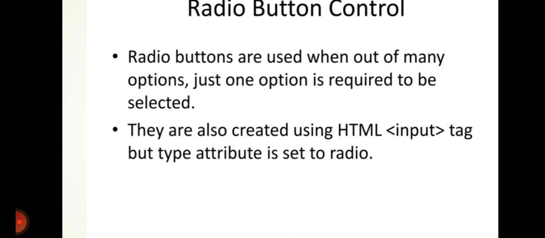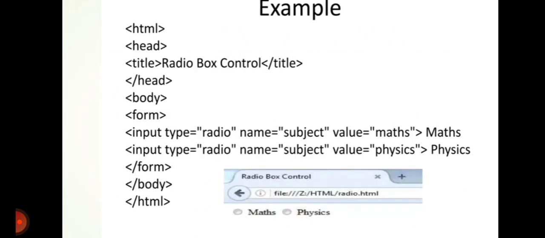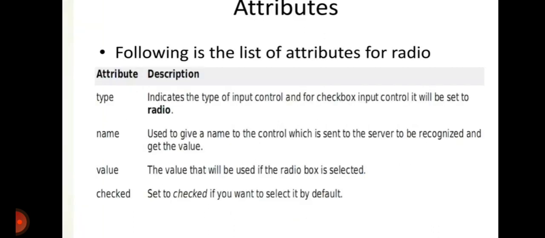Radio button control. Radio buttons are used when out of many options, just one option is required to be selected. They are also created using the HTML input tag, but the type attribute is set to radio. Next one is attributes. Following is the list of attributes for radio.